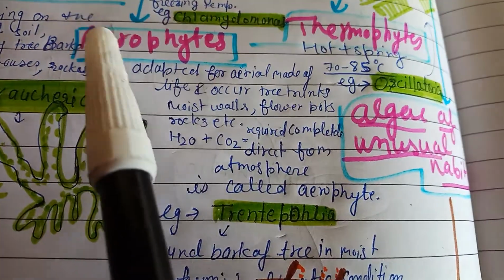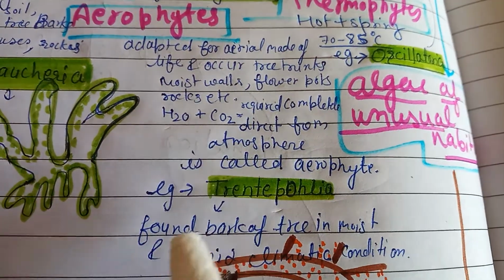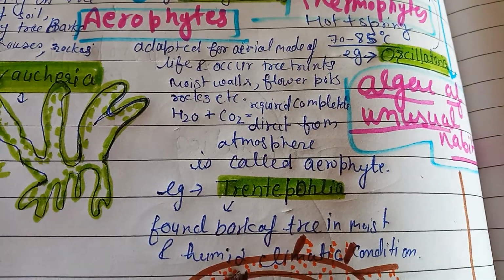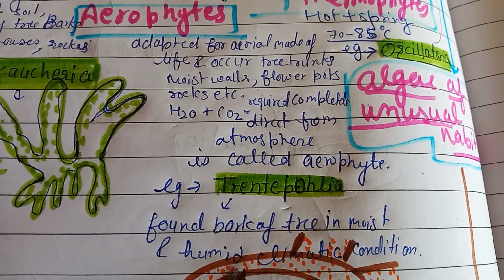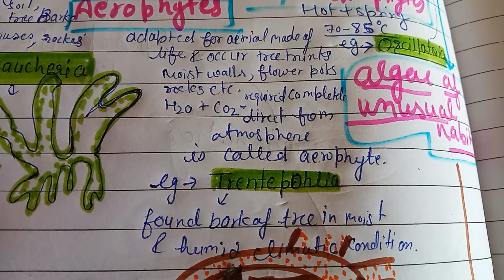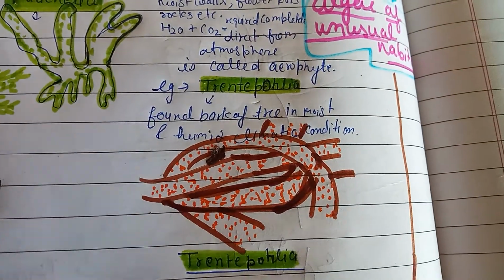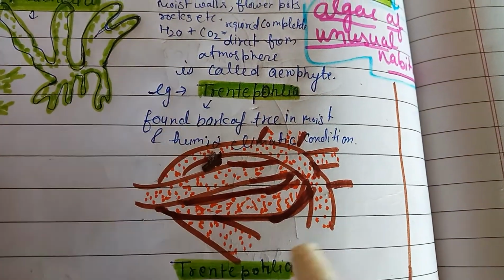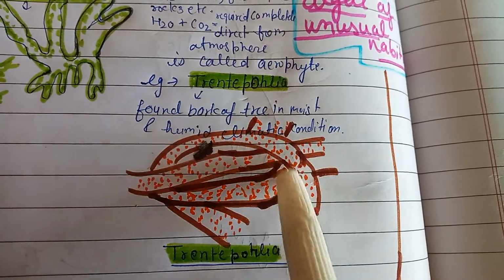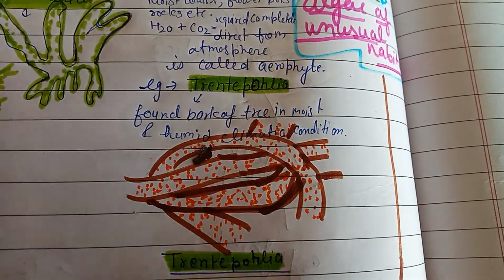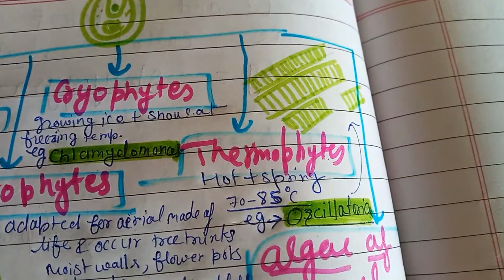aerophytes. Example of aerophytes is Trentepohlia, that grows on the bark of tree in moist and humid climatic condition. Structure of Trentepohlia: bark of stem, bark of tree, or stem of tree. They grow in moist and humid climate condition.